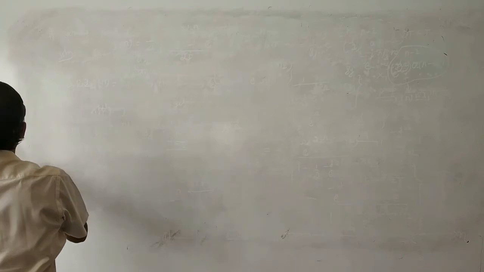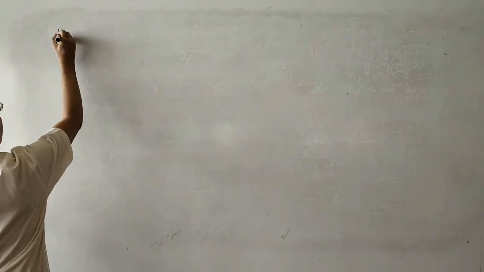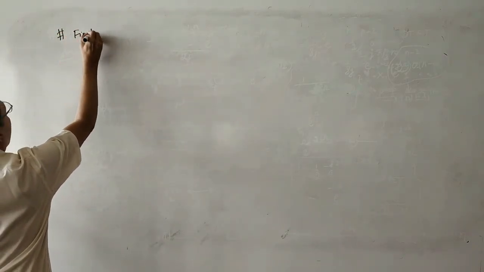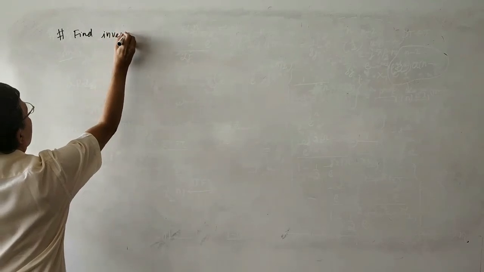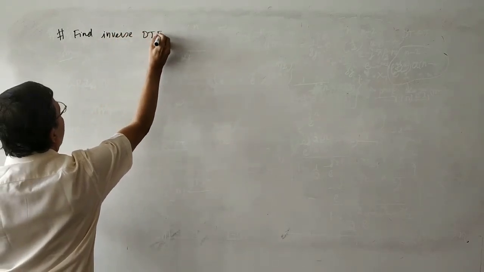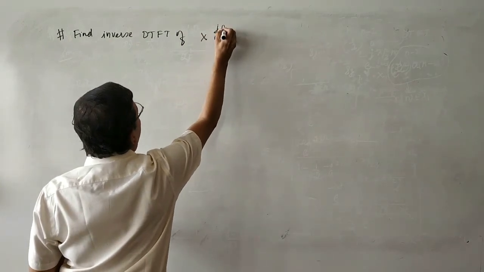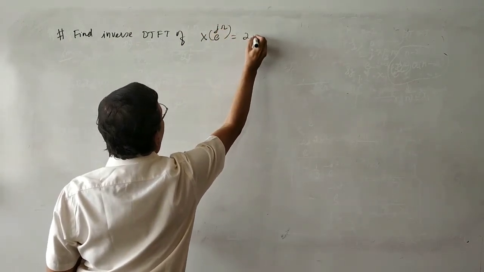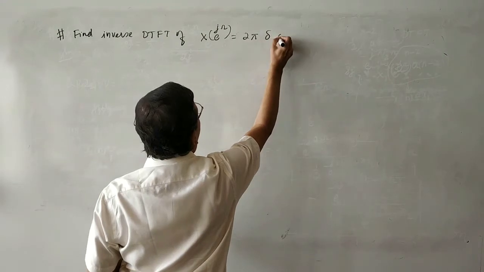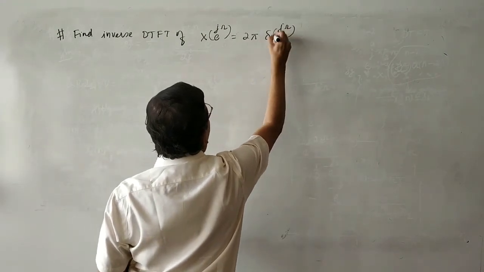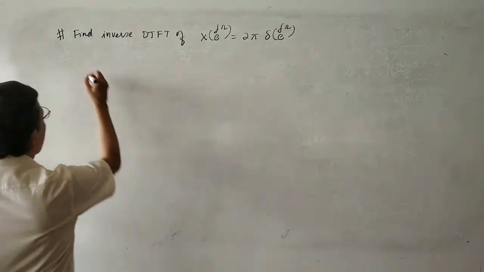Next problem. Find inverse DTFT of x of e power j omega is equal to 2 pi into delta of e power j omega. Solution.